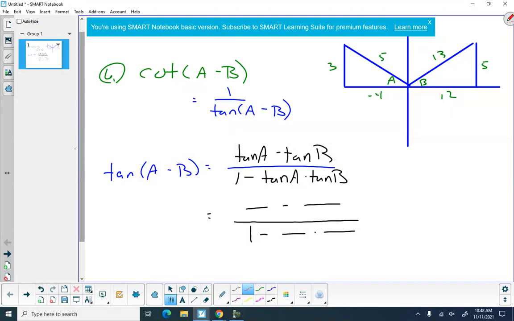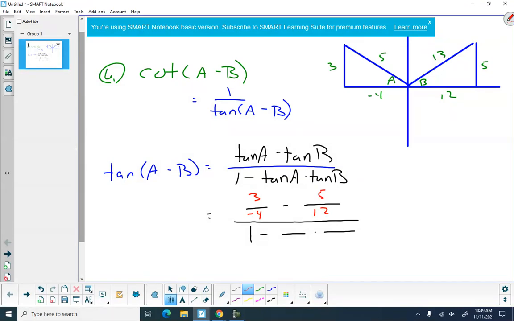Abby Farlow, what's the tangent of A? Look at your triangle. Triangle A, what's the tangent? What's the tangent defined to us as? 3 over negative 4. Okay, what is the tangent of B? Go ahead, Abby. You're on a roll. 5 over 12. Okay, I'm just pulling off my triangles.